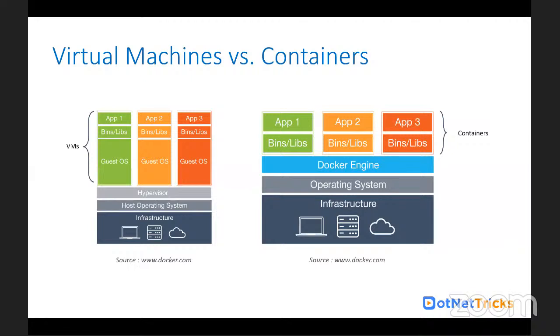But in case of containers, we don't have any upfront allocation. When you run the containers, whatever resources are available at the host machine level are going to be used. So you can say that in case of containers, we have better resource utilization as compared to the VM. In the VM, we don't have better resource utilization.